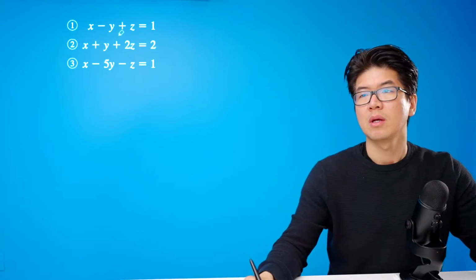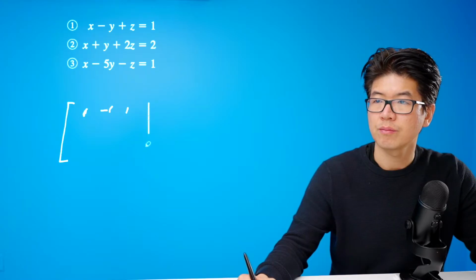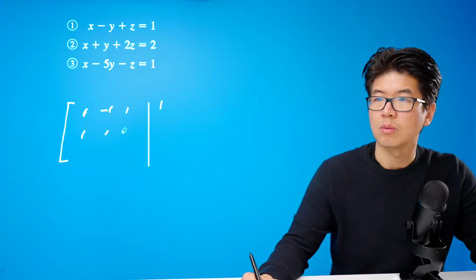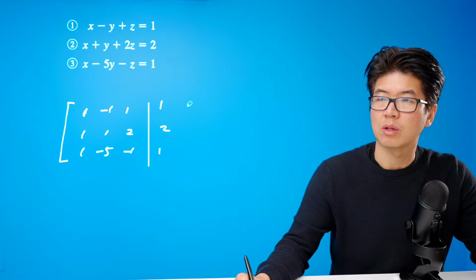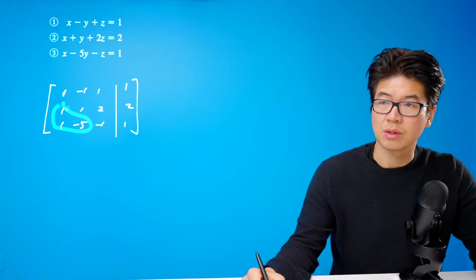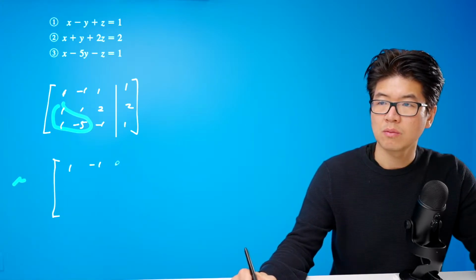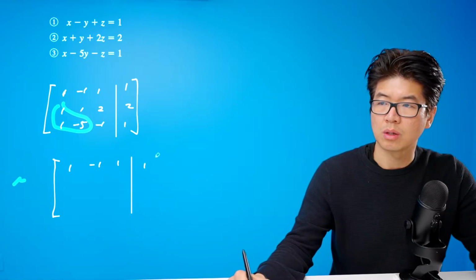Okay, let's put this in a matrix. 1, -1, 1, -1, 1, 1, 1, 2, 2, 1, -5, -1, 1. Okay, the goal is to make those three values 0. So 1, -1, 1, 1.